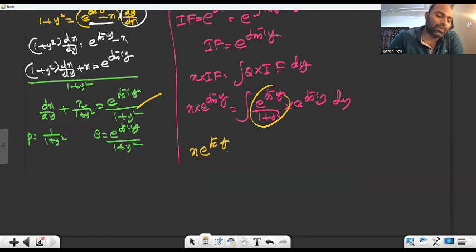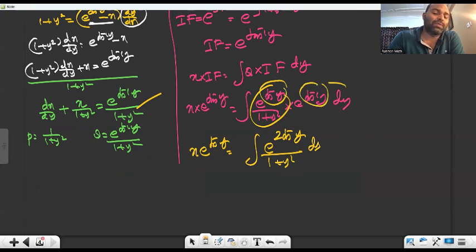x e raised to tan inverse y equal to 1 plus y square dy. Here one tan inverse y, here also one tan inverse y, together is making 2 tan inverse y. Now substitution you have to do. After this, substitution you have to do.